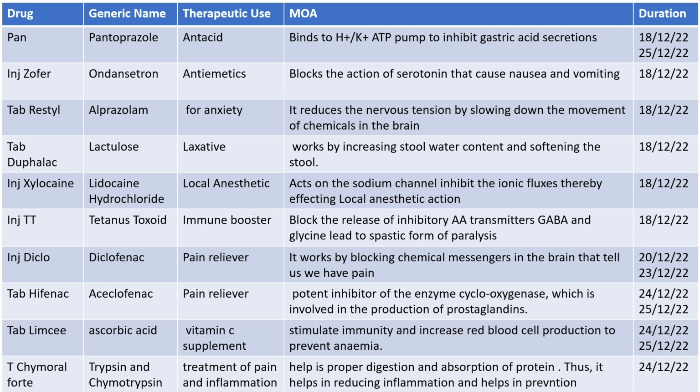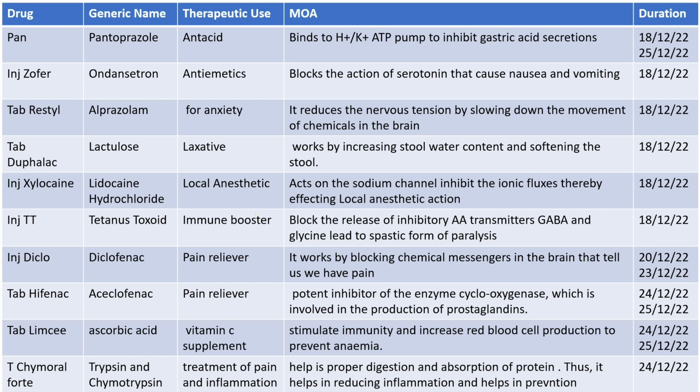It was given because injection diclofenac and tab hyphenac are NSAIDs. NSAIDs may cause gastric irritation, so to subside that effect, pantoprazole was given. And injection Zofar is an antiemetic that blocks the action of serotonin that causes nausea and vomiting. To prevent the nauseating feeling, Zofar injection was given. And tab restal is alprazolam for anxiety. It reduces nervous tension by slowing down the movement of chemicals in the brain.